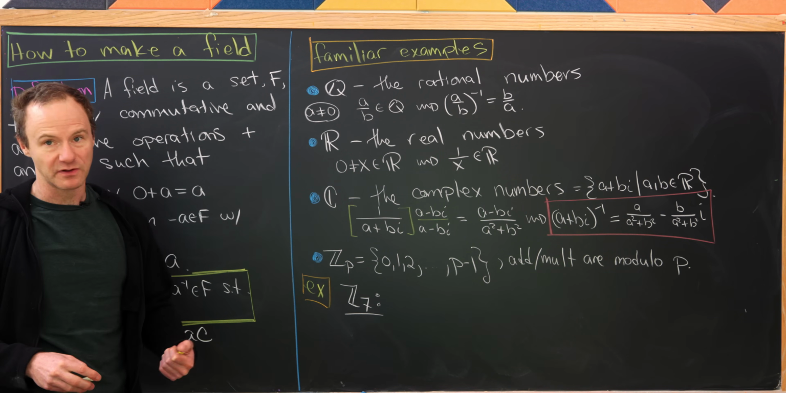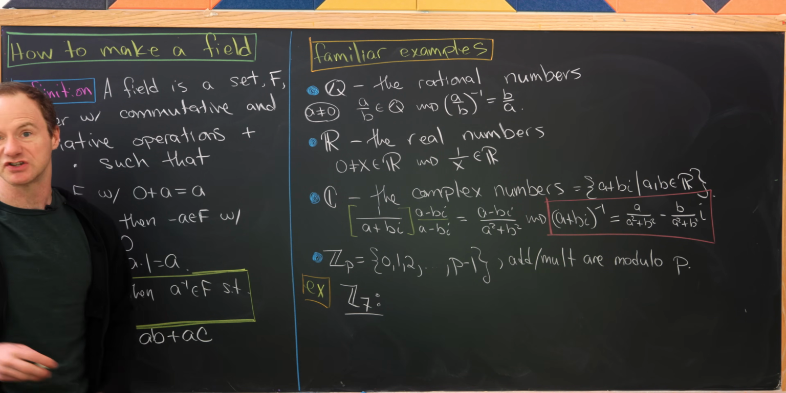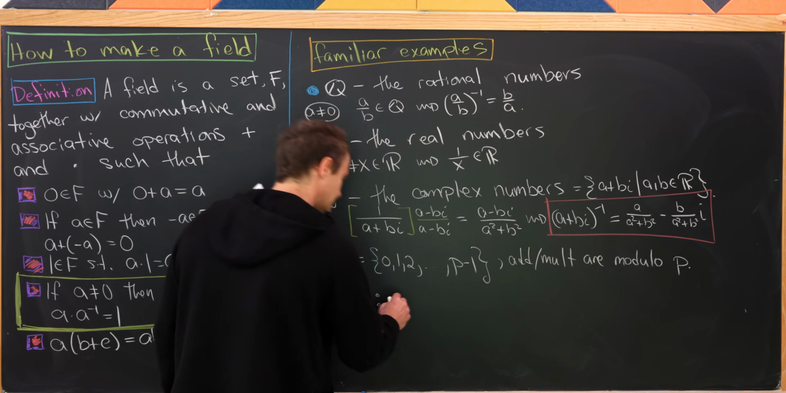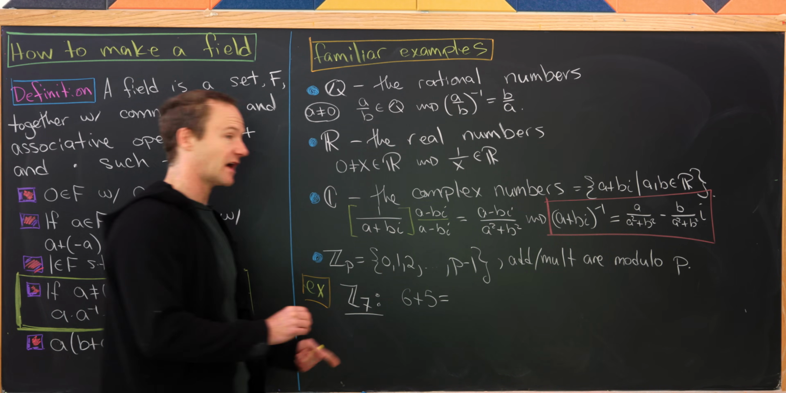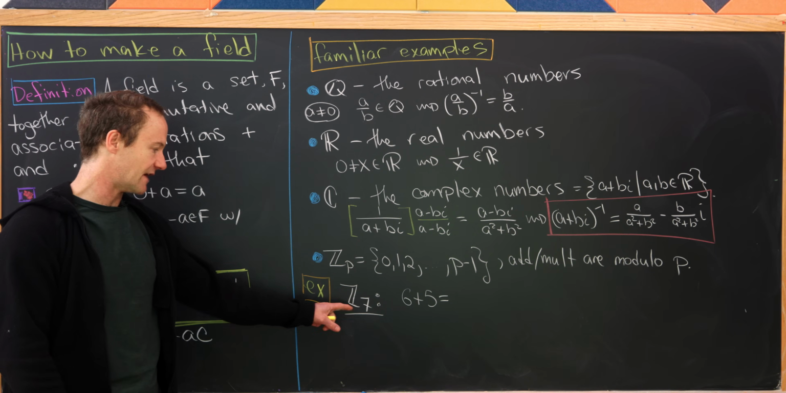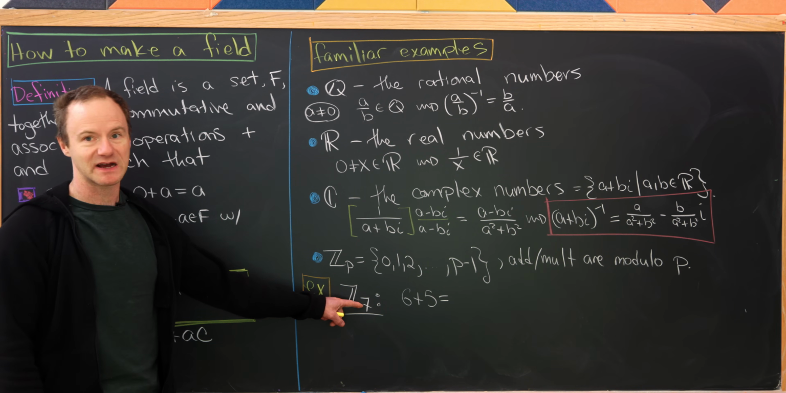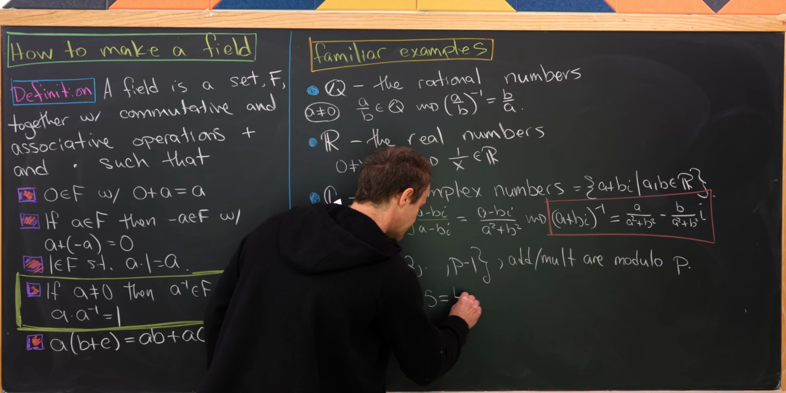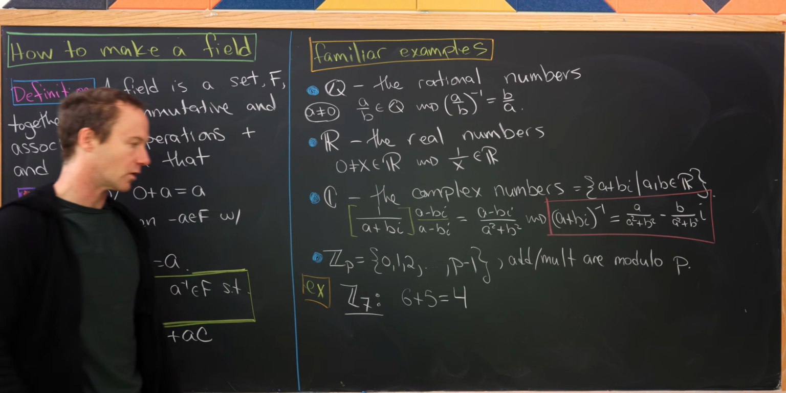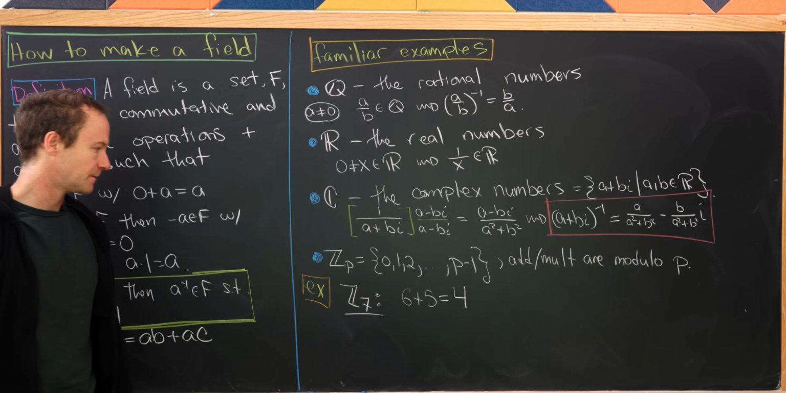Now let's look at a couple of additions and a couple of multiplications just so that we see what's going on. So notice that 6 plus 5 here, well, 6 plus 5 in the real world is 11, but if we divide 11 by 7, we get a quotient of 1 and a remainder of 4, so 6 plus 5 is equal to 4 inside of Z7.